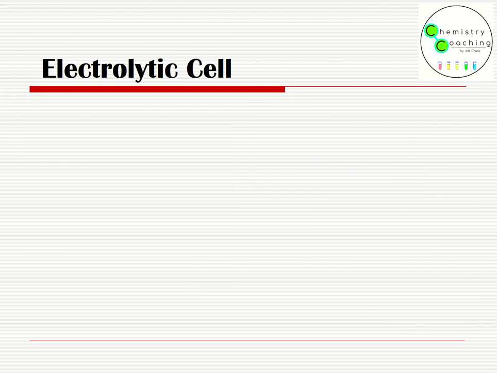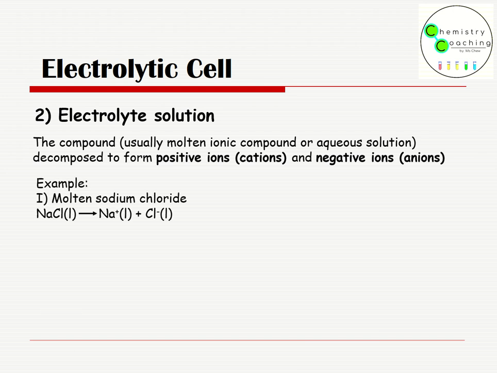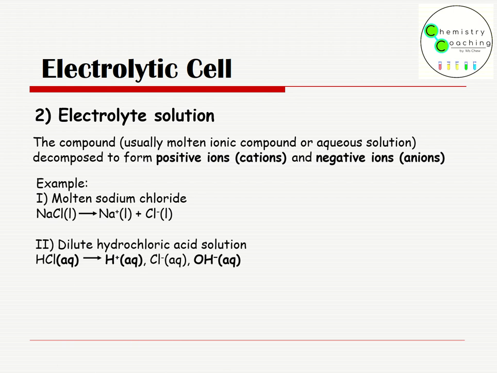How about for electrolyte solution? The electrolyte solution is usually molten ionic compound or aqueous solution, which decomposes to form positive ion and negative ion. For example, when molten sodium chloride is used, it gets broken down into Na+ and Cl- ion. Similarly, when aqueous HCl is used, it gets broken down into H+ and Cl-, and on top of that, we also have the hydroxide ion from the aqueous solution.